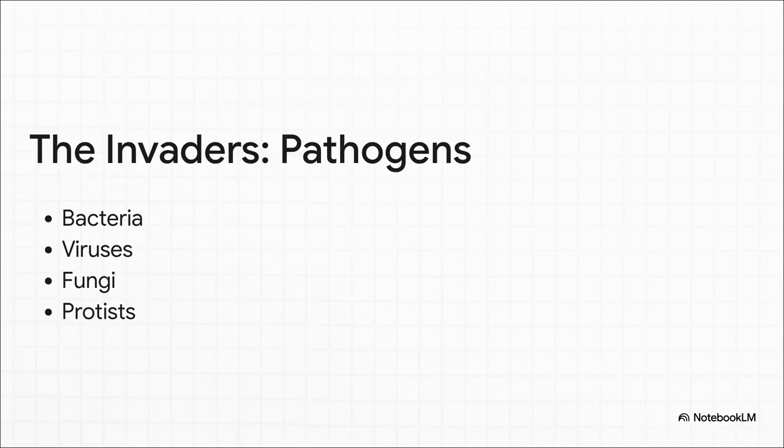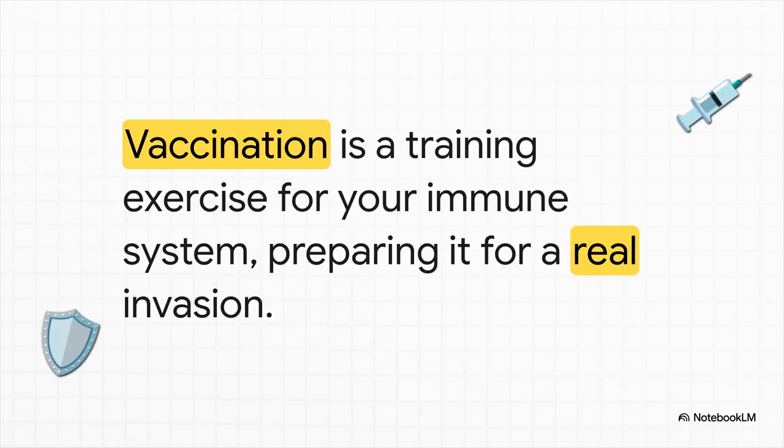Well, the scientific term is pathogens, and they're basically the four main types of microscopic troublemakers. You've got bacteria, viruses, fungi, and protists. Each one is a different kind of threat to our fortress. The good news is our fortress isn't undefended. It has an army. That's your immune system. And the really cool part is that we can actually train this army to be even stronger and smarter.